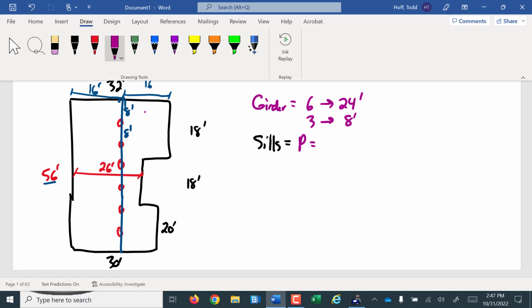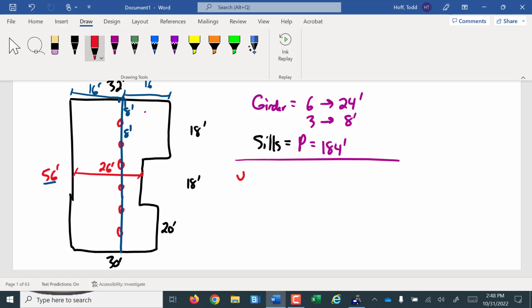What'd you come up with? 166 seems a little short. At a glance, I'd say 184, but let's, you got 184? Okay, so 184 feet of sills, just adding up the perimeter all the way around. Perfect.